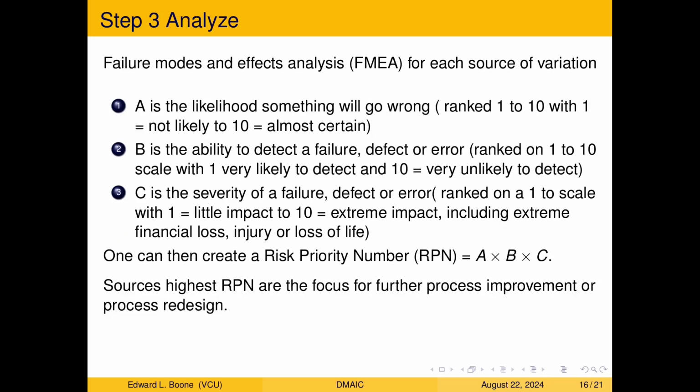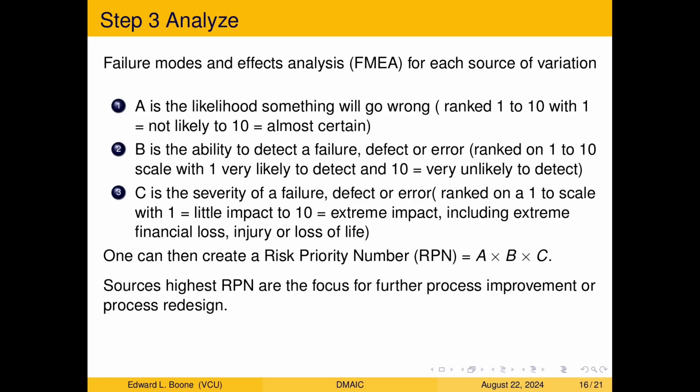Another thing you would want to do is look at the process and do a failure modes and effects analysis. This is a technique for each source of variation that you've identified. You've identified sources of variation. Now what you want to do is be able to know which one should I pay attention to? There's all these sources of variation, so this is the easiest way to do it.